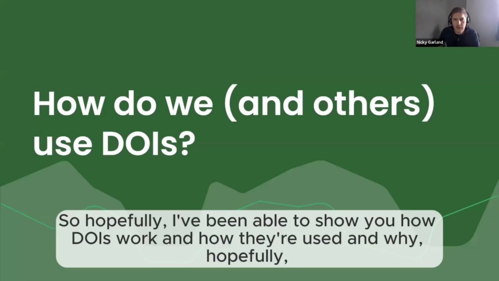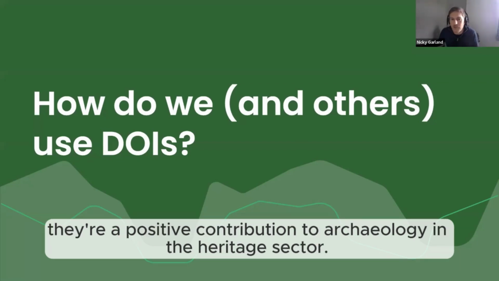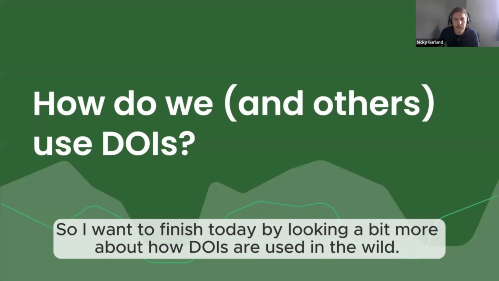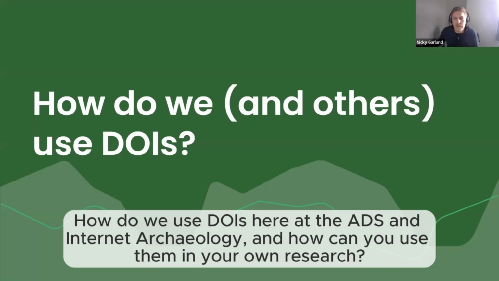So hopefully I've been able to show you how DOIs work and how they're used and why they're a positive contribution to archaeology and the heritage sector. So I want to finish today by looking a bit more at how DOIs are used in the wild. How do we use DOIs here at the ADS and Internet Archaeology, and how can you use them in your own research?